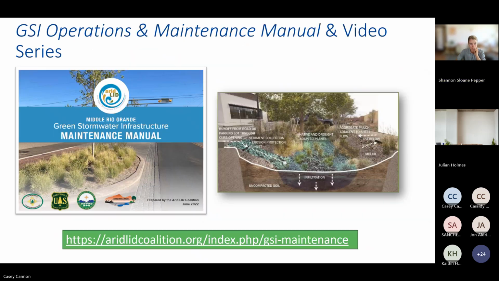Next slide. There's also the Green Stormwater Infrastructure Operations and Maintenance Manual and Video Series. ARID LID, which is the coalition that I'm a part of here in Albuquerque, developed this manual. Also, our colleague, who's a practitioner of green stormwater maintenance, walks you through in a short video series a lot of different kinds of maintenance that you could perform on different types of assets. This is super useful maintenance information. Recommend checking it out.